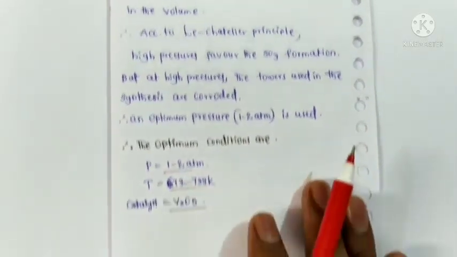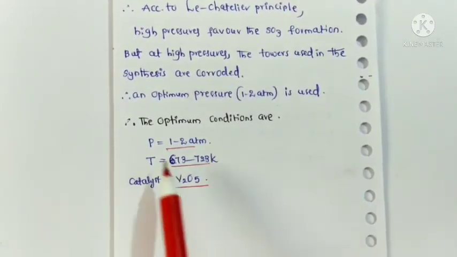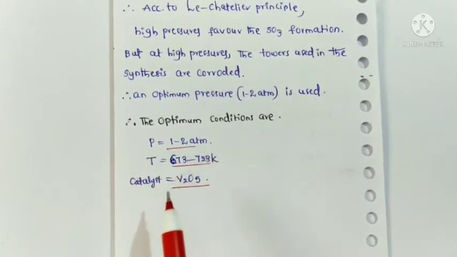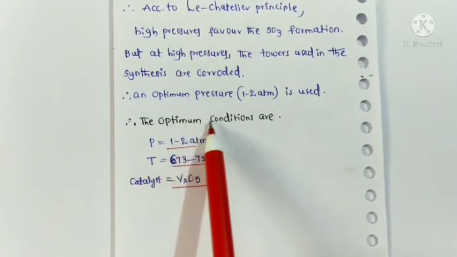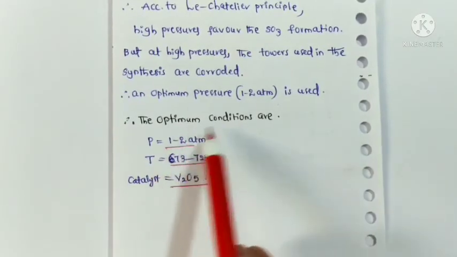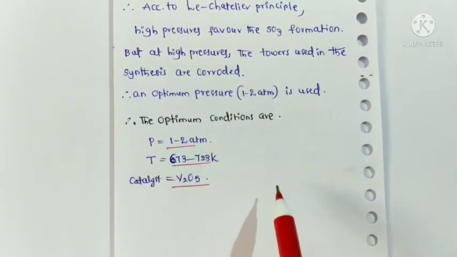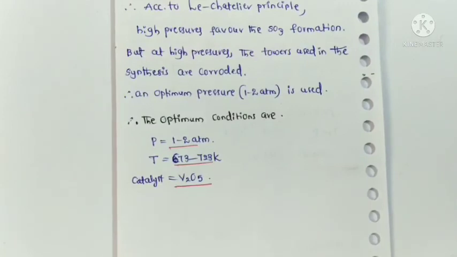So finally we can determine the optimum conditions for the formation of sulfur trioxide. The pressure is 1 to 2 atmospheres, the temperature is 673 to 723 Kelvin, and the catalyst is vanadium pentoxide. These are the optimum conditions for the formation of sulfur trioxide. These conditions are determined using Le Chatelier's principle. That is the importance of Le Chatelier's principle. So here we complete chemical equilibrium.